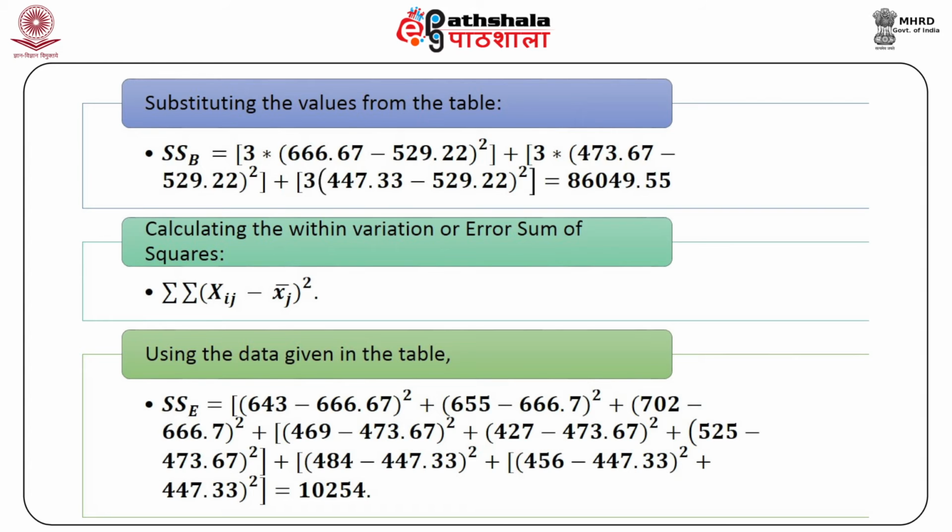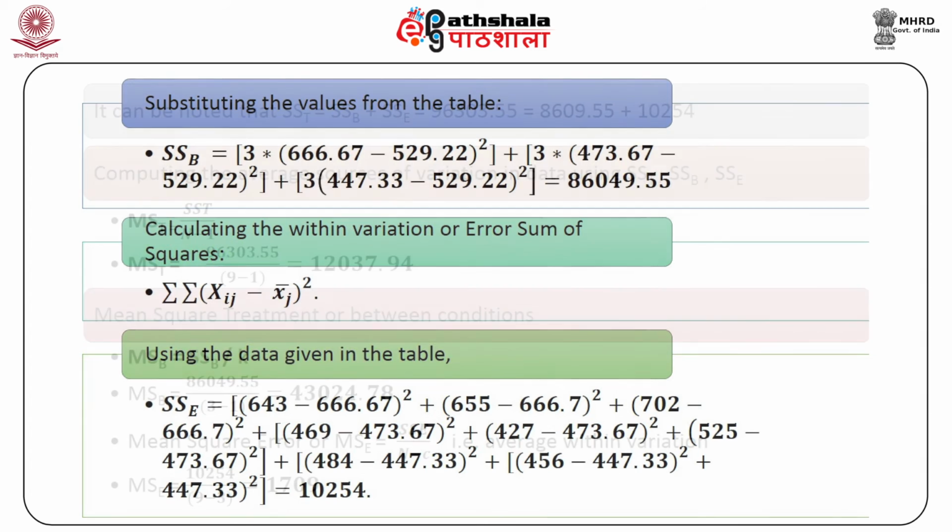Calculate within variation or error sum of squares, that is variation in the data from each individual treatment. Based on the data given in the table, the sum of squares of our errors is also calculated, and note that SST is equal to SSB plus SSE.